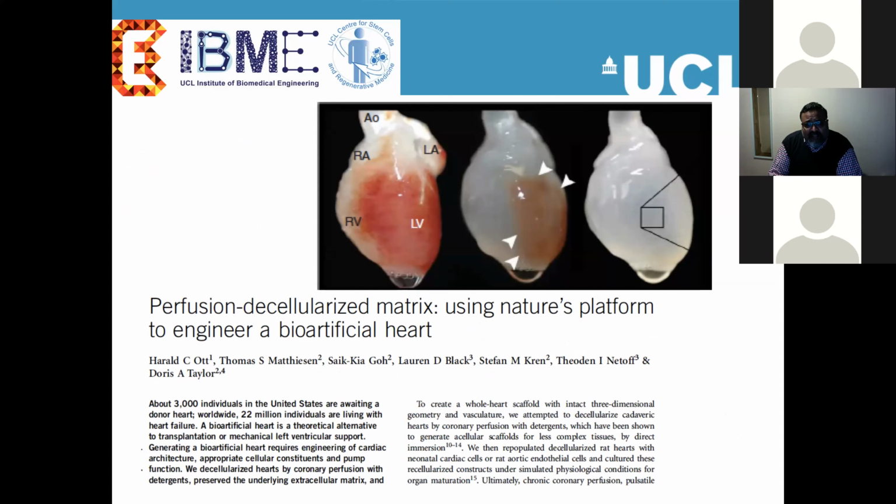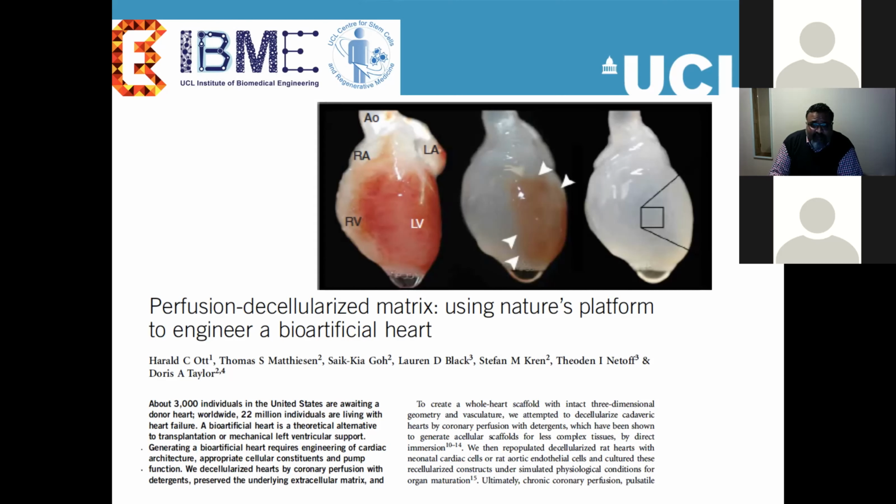And you can see here that she's taken a rat heart and she's teased away all the cells in the heart. Now you can see that the extreme left image shows the heart with all the blood in it, and once she's put her chemical cocktail into it, she's teased away the cells, and you're left with the scaffold of the heart.